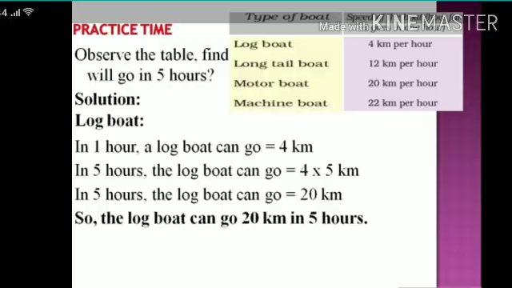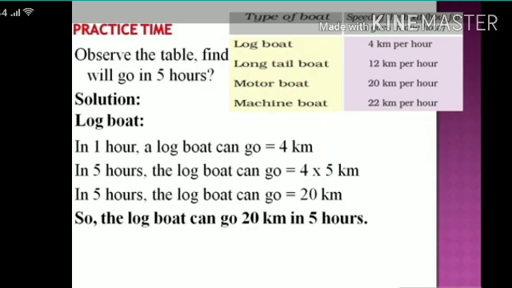Okay. Now see a problem related to this. The table is given and the problem is about logboat. How far the logboat will go in 5 hours? And you see the table, a logboat can go in 1 hour how many kilometers? 4 kilometers. So the distance travelled by the logboat in 1 hour is 4 kilometers.